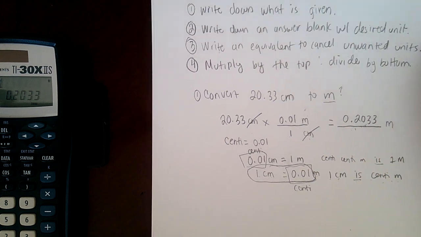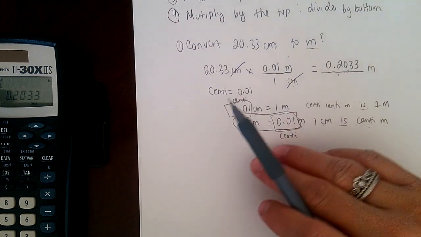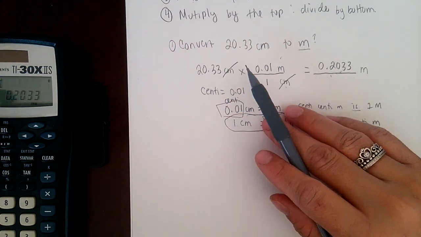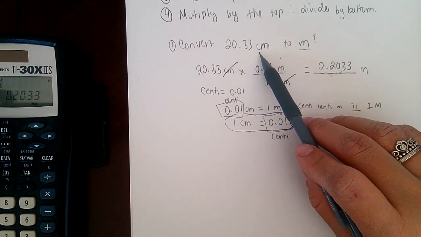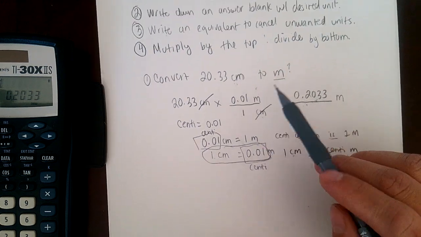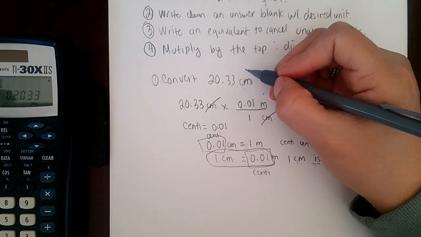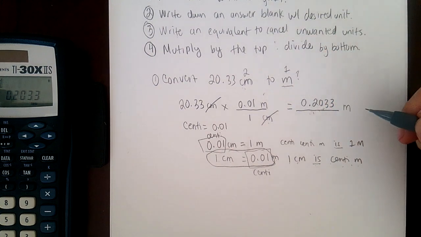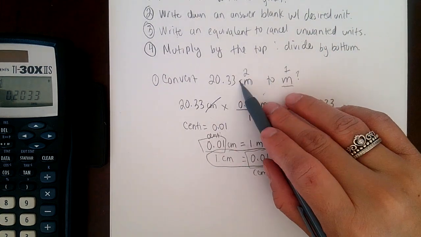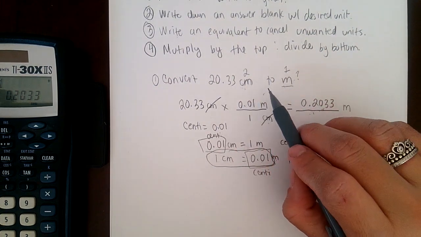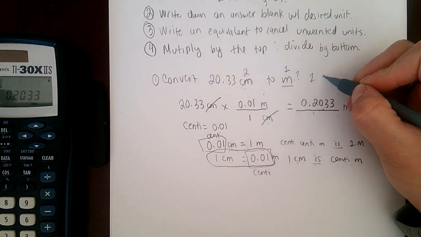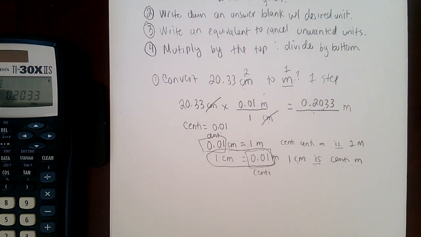Okay, so what happens when we do a two-step problem? That's the one that a lot of us have been having trouble with. This is a one-step problem. How do I know this is a one-step problem? Because I'm going from 2 units to 1 unit. Anytime I'm going from 2 to 1 or 1 to 2 units, it's always a one-step problem. Okay, you need to make sure of that.